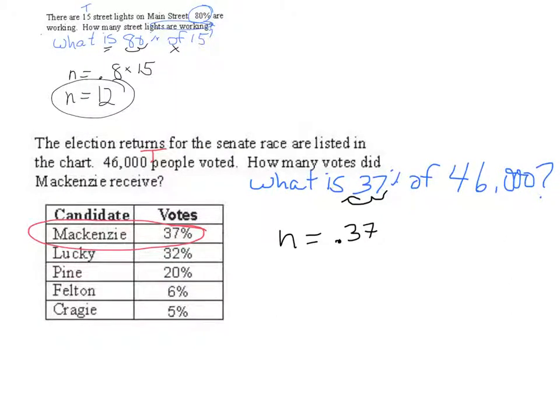Okay, n equals 0.37 for 37% as a decimal. Of always means times 46,000. Okay, now that we've reworded it, it's really straightforward what we need to do. We just need to use a calculator and multiply. This would take a while to do by hand. Not impossible, but a while.